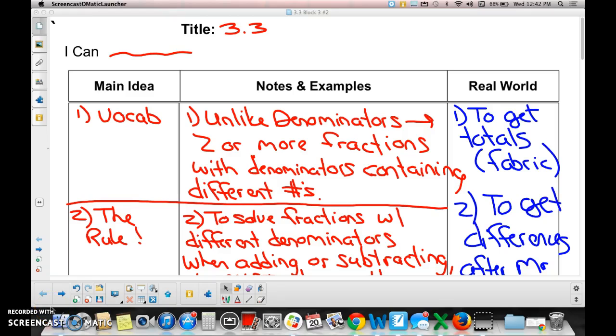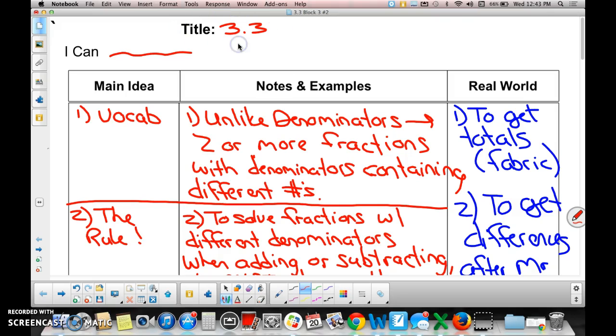Right, ladies and gentlemen, we are on 3.3. I know the title and the I can statement are missing on mine. It is not missing on yours. So can somebody fill in the complete title of this particular lesson? Aisha, what is it? Adding and subtracting with unlike denominators is what we're doing.